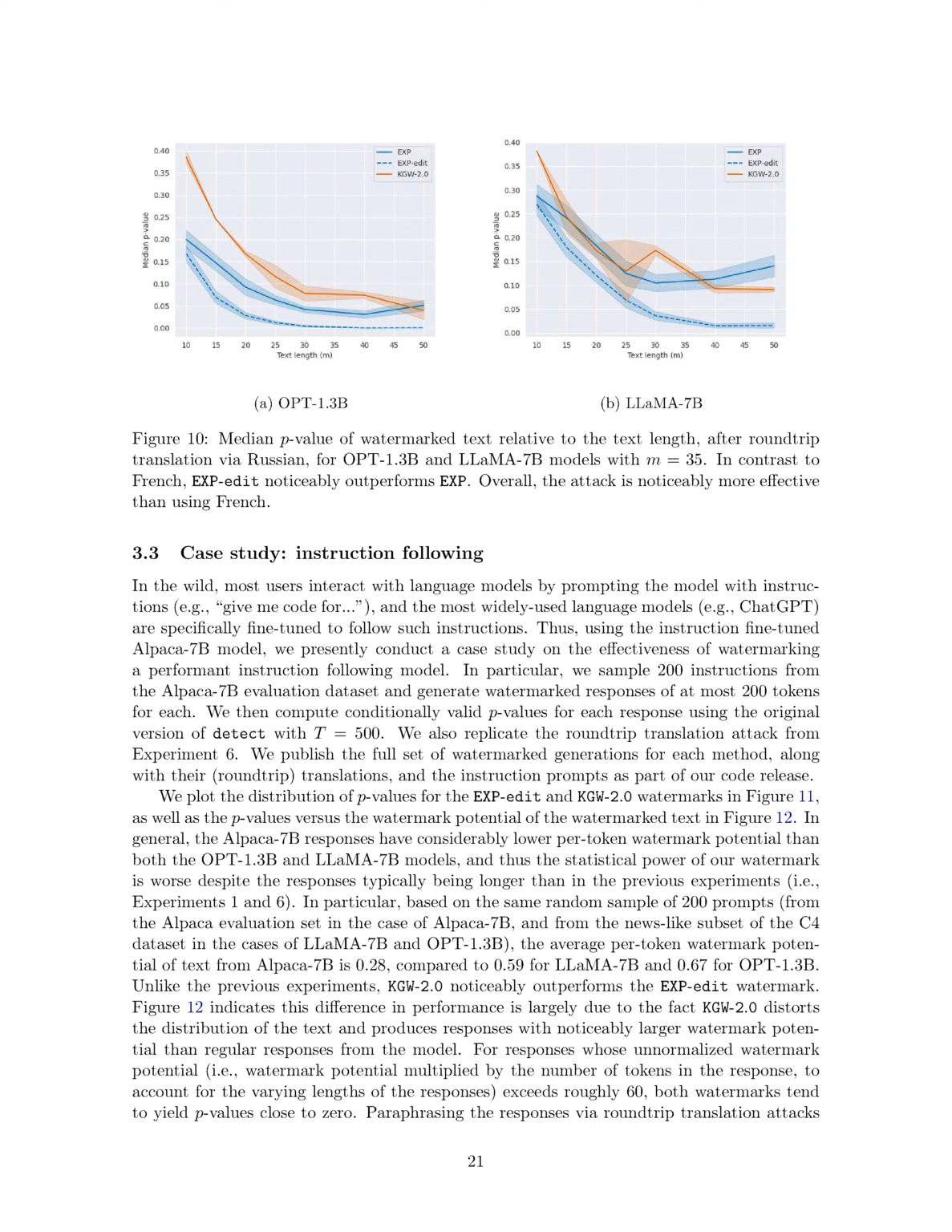Unlike in previous experiments, KGW 2.0 outperforms the EXP edit watermark. This difference in performance is largely due to KGW 2.0 distorting the text distribution and producing responses with a noticeably larger watermark potential than regular responses from the model. For responses where the unnormalized watermark potential, i.e., watermark potential multiplied by the number of tokens in the response, to account for varying response lengths, is roughly 60 or more, both watermarks tend to yield p-values close to 0. However, paraphrasing the responses via round-trip translation attacks into both French and Russian weakens the statistical power of both watermarks.